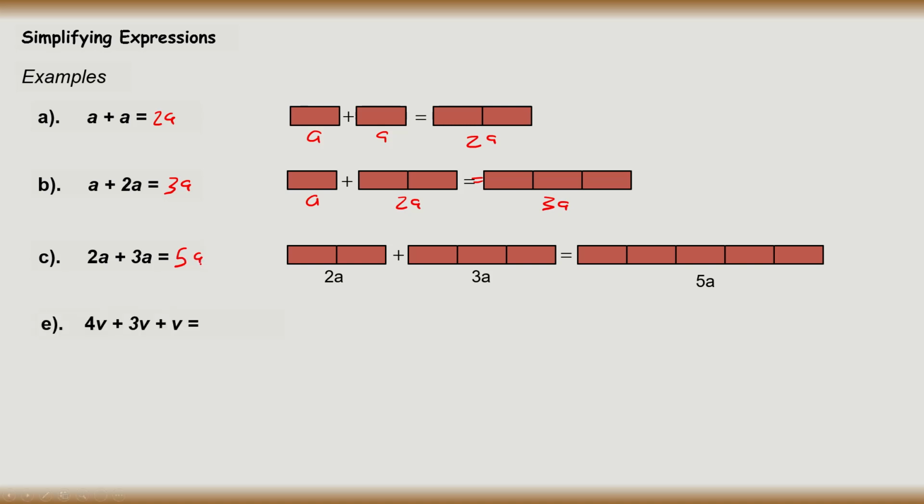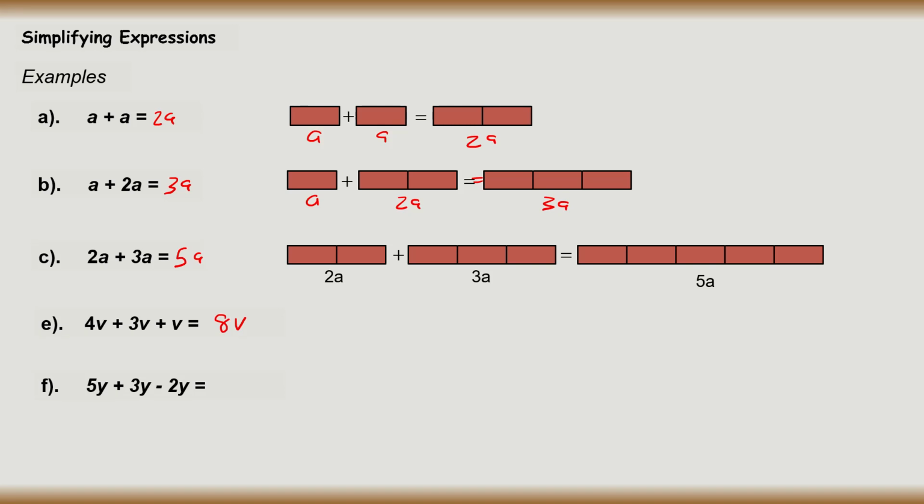Now I'm pretty sure you're confident without the counters. So I need someone to give me a solution on this one, or everyone to give me a solution on this one rather. 4V plus 3V is going to give me 7V plus another V on its own. It's going to give me 8V. Oops. Just write that down there before we move on. Too eager.